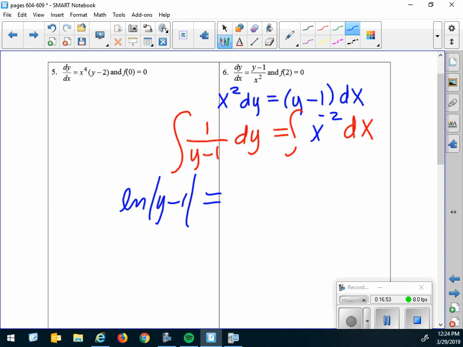That's x to the negative 2. How do you integrate x to the negative 2? What's the antiderivative? What do you do to the exponent? So what is it? That's it. Negative x to the negative 1. Now, what's another way we can write this to not have a negative exponent? Negative 1 over x. Let's write it like that. Plus a constant. And don't forget the c. Okay.